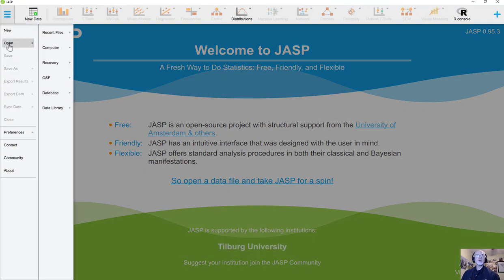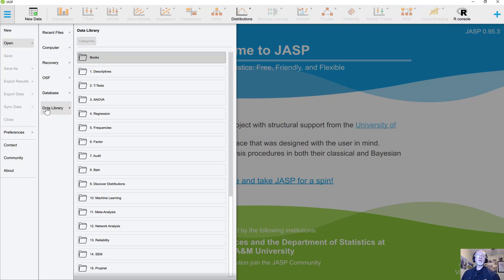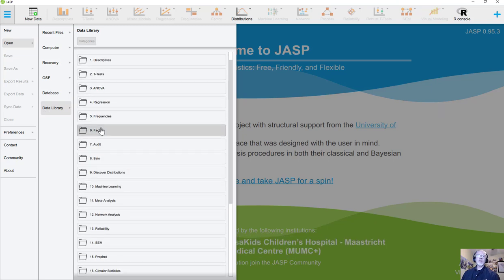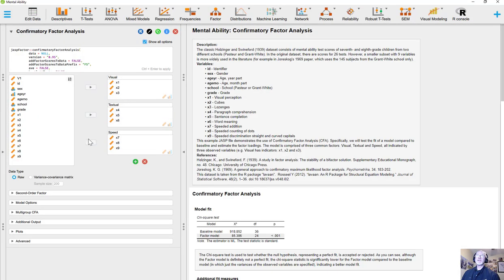I want to go over and open from our database or data library. Let's find number 6, factor for factor analysis, and go with the file on mental ability. I'm going to open this up, and there's a description for confirmatory factor analysis. We'll come back to that. We're going to start with exploratory factor analysis, but let's first take a look at what this data set contains.